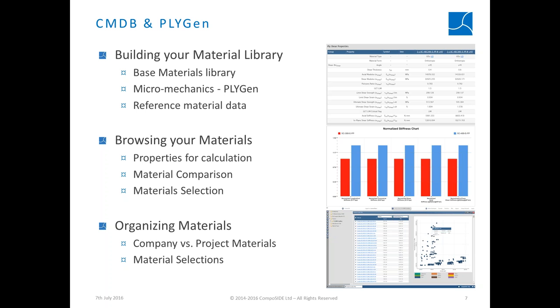You can imagine that when you have maybe a few hundred or thousands of materials, CompoSIDE allows you to browse easily for the properties for calculation, search by specific properties or specific material type, but also compare materials through normalizations or visualize and select your materials through scatterplot visualization. In CompoSIDE, materials are primarily organized as a company library versus a project material. This allows you to have, as mentioned, hundreds to thousands of company materials, but only work with the shortlisted ones for your current active project.